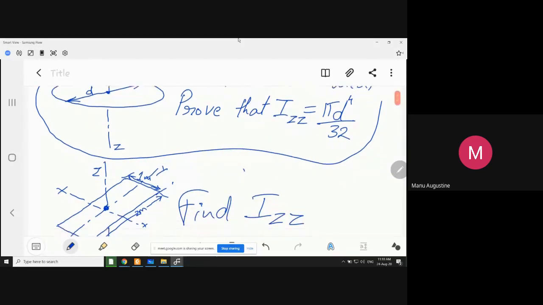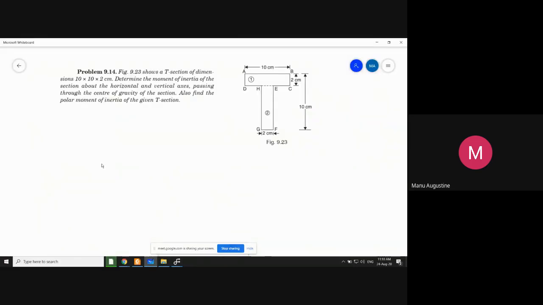Let us see. There is some lag in this software. Let us use another software.